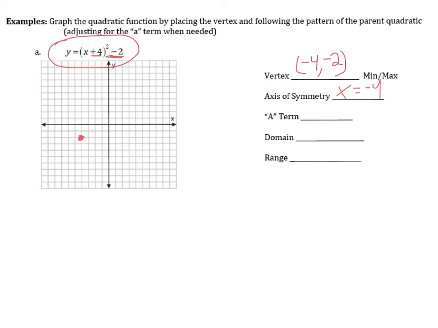It also asks if this is a minimum or a maximum. Well, that's going to depend on our a value. Is there a positive or a negative in front of our x squared? It's a positive, so that means the vertex is a minimum because the whole graph is going to go up.